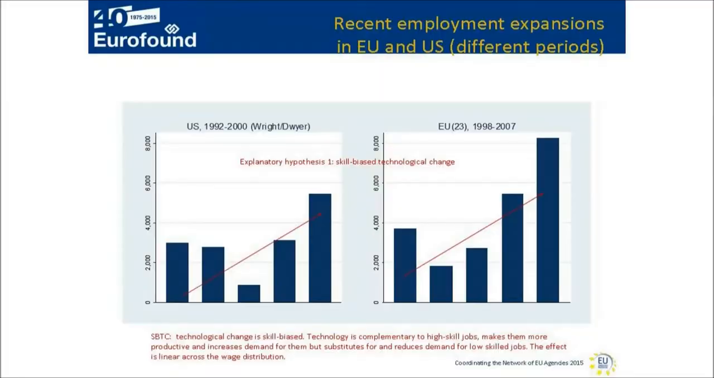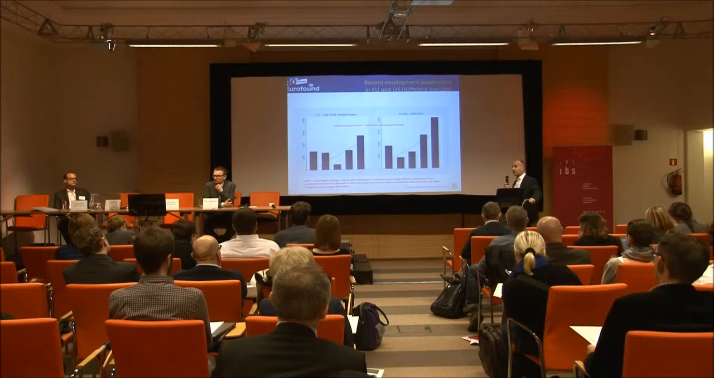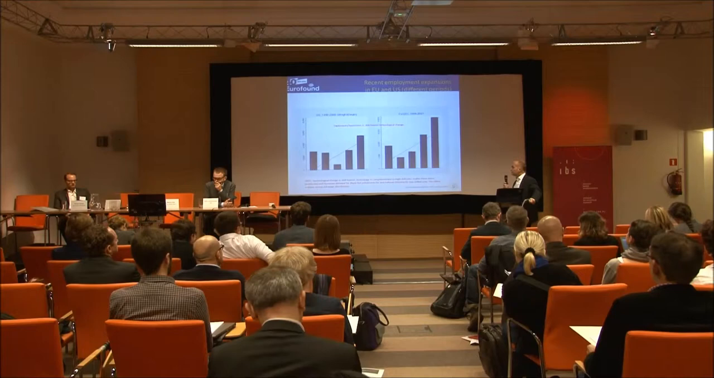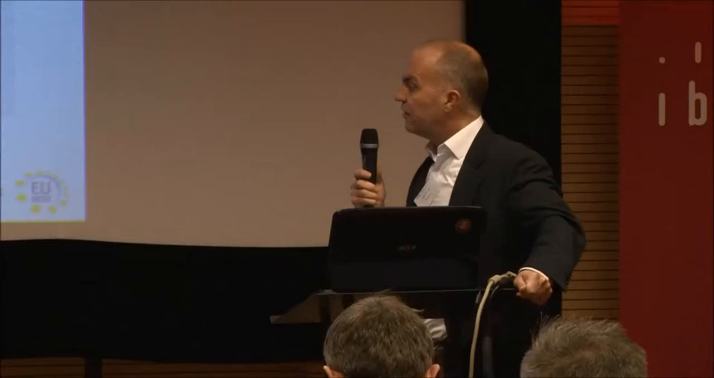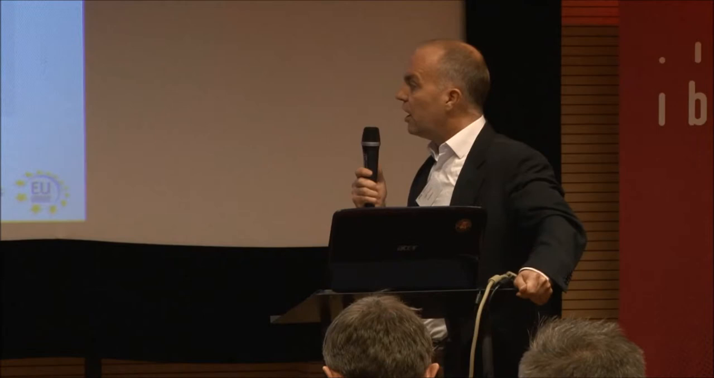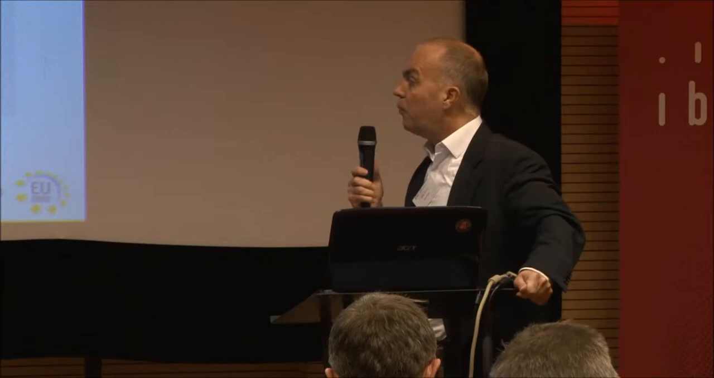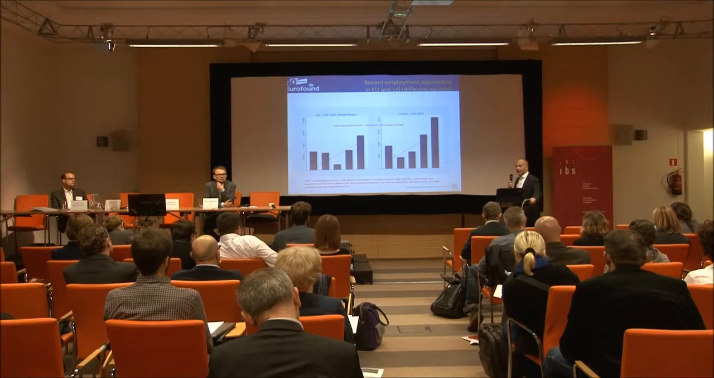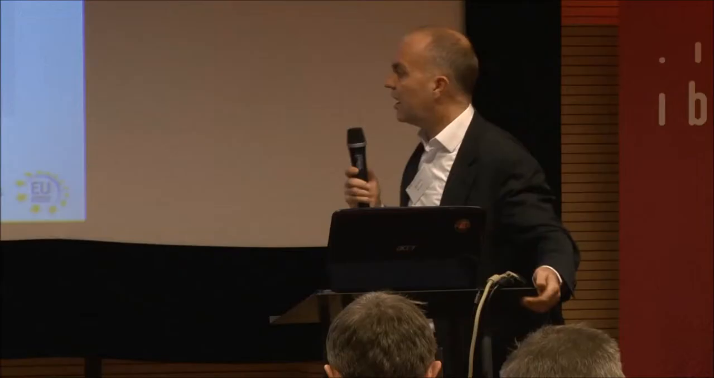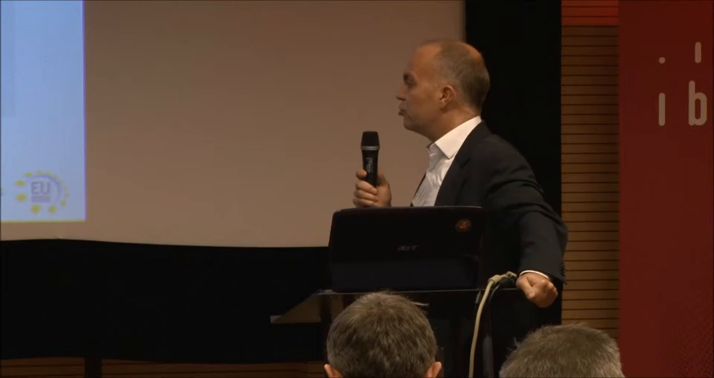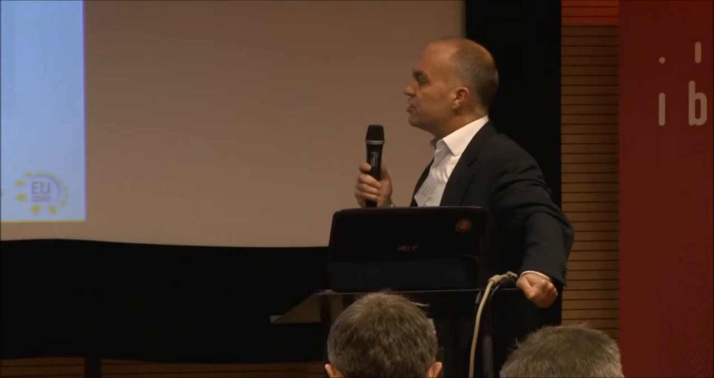What are the explanatory hypotheses? Well, again, there is a rather canonical explanation, which is skill bias technological change, which certainly accounts for some of the changes that we observe. Skill bias technological change says that demand for employment is biased towards higher skilled work. It complements higher skilled workers, makes them more productive, and increases the demand for them. It tends to displace workers at the lower end of the wage distribution. It reduces the demand for low-skilled jobs. And the theoretical prediction is that this effect should be linear across the wage distribution.